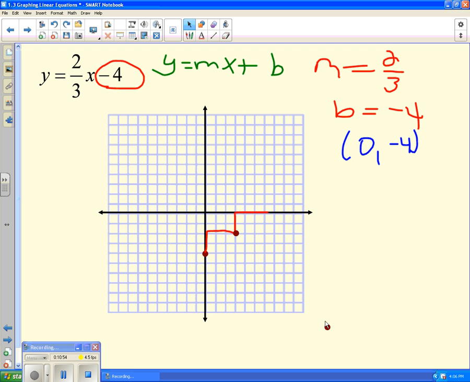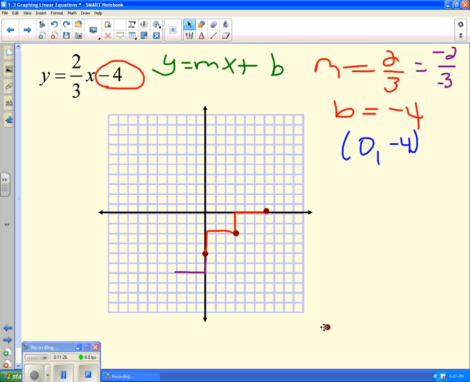Now if I wanted to, instead of going up 2, I could go down 2. Now if I go down 2, that's negative. So that means that would be like a -2 on my numerator. Well, if I have -2 on my numerator, what would I need to do to that denominator so that it would be equal to 2/3? It has to be negative, right? So that means if I go down 2, I have to go to the left 3. So I'm going to go 1, 2, 3. And that would be another way I could get a point on my graph.